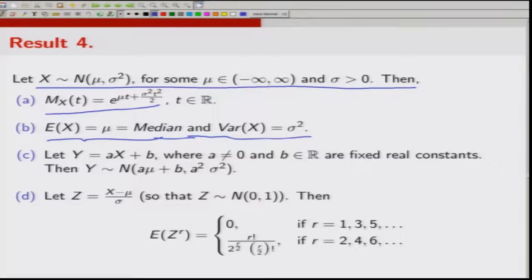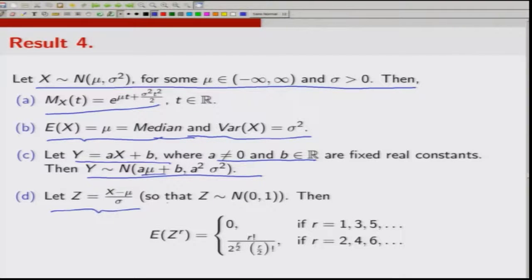Then if X is normal mu, sigma squared, I consider Y equal to aX plus b, where a is not equal to 0 and b is a real number. Then Y again has a normal distribution. The parameters are mean and variance, and the mean of aX plus b is a mu plus b. The variance of aX plus b is a squared sigma squared.